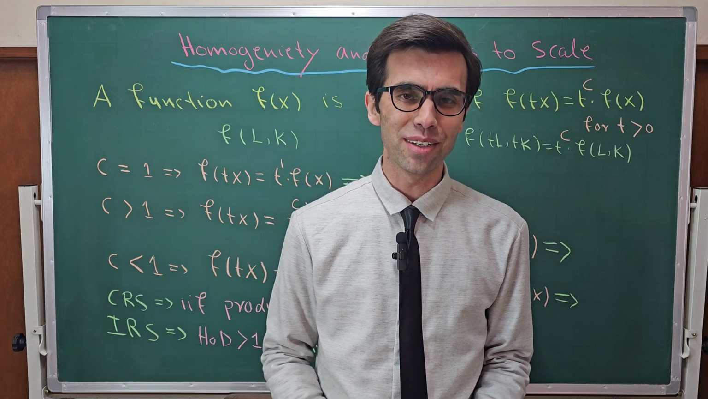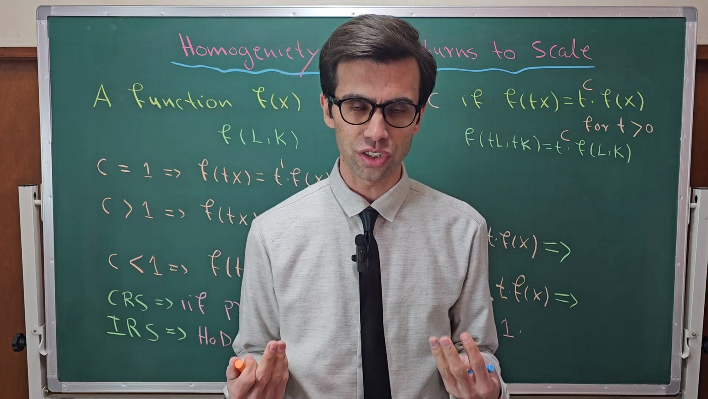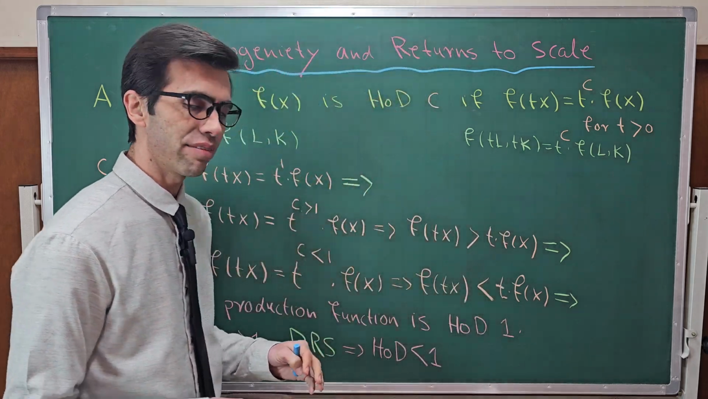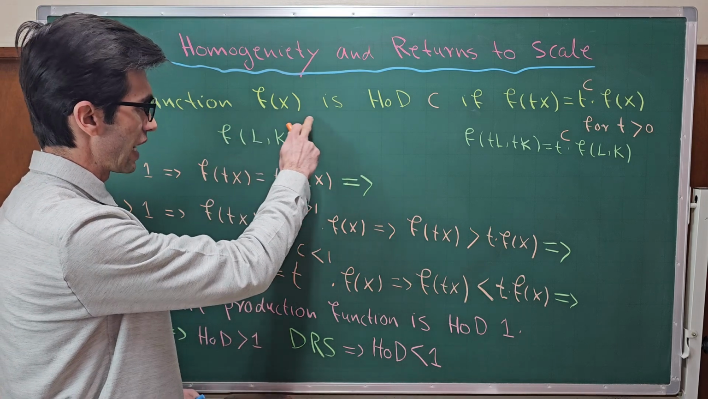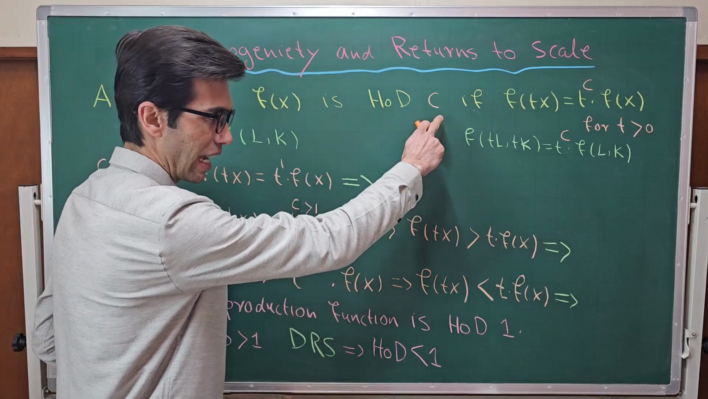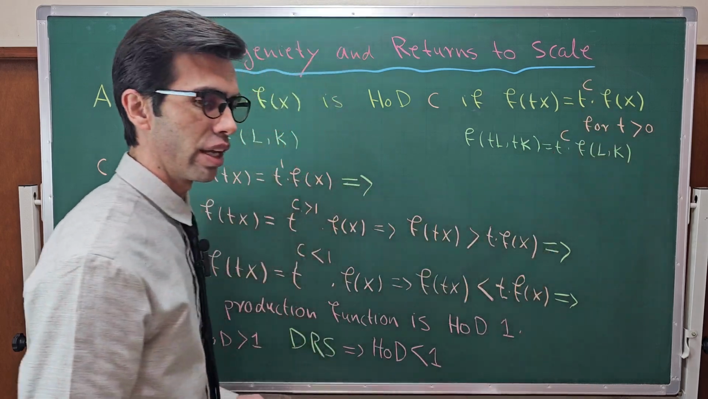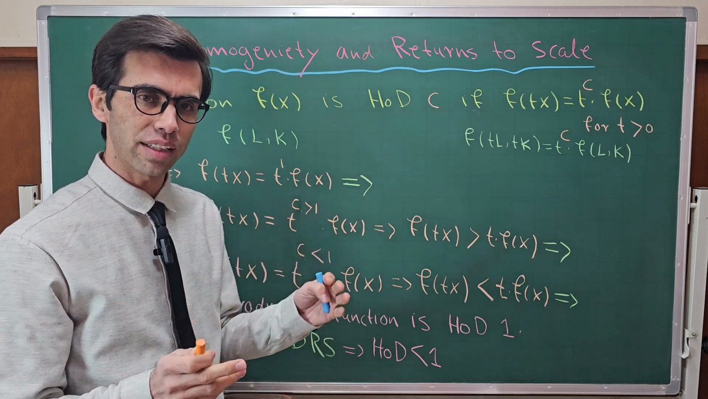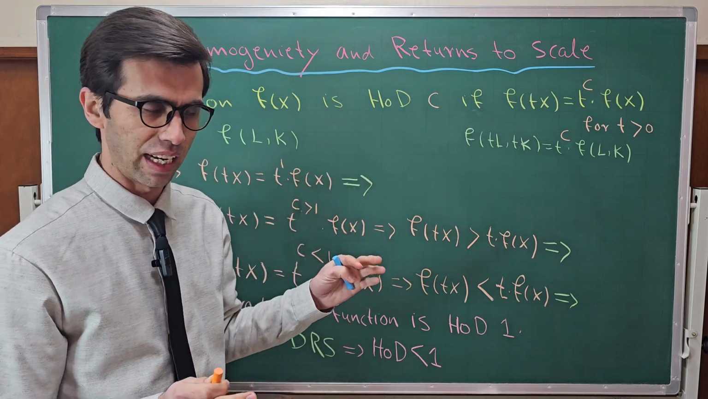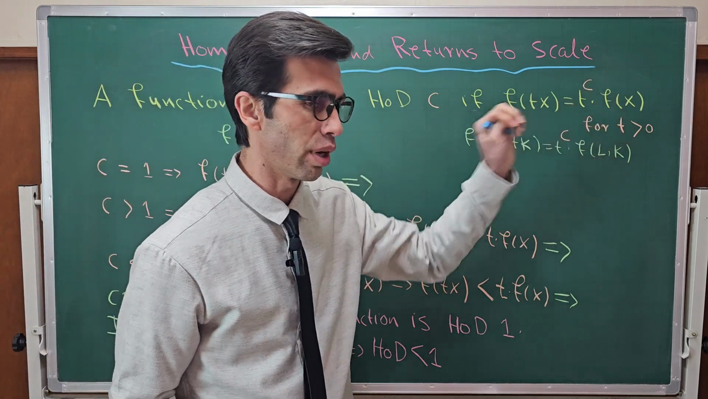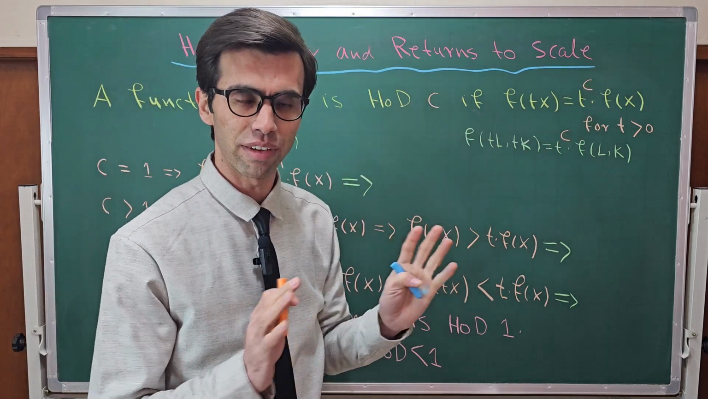In this video, let's talk about the relationship between the degree of homogeneity of a function and returns to scale. Suppose we have a production function, or a function f of x. This function f of x is homogeneous of degree c if f of tx is equal to t to the power of c multiplied by f of x. It means if we scale this function by a scalar t, then f of tx, the function after scaling, is equal to t to the power of c multiplied by f of x. Then this function is homogeneous of degree c. This is the power of t, and any value is fine.